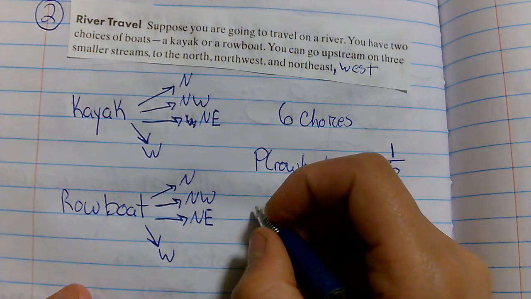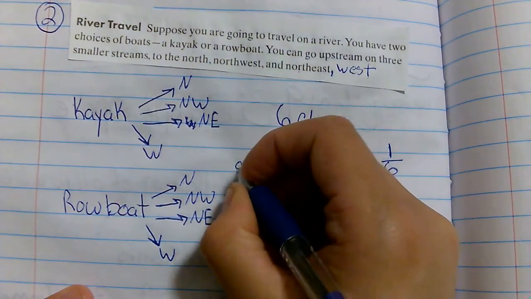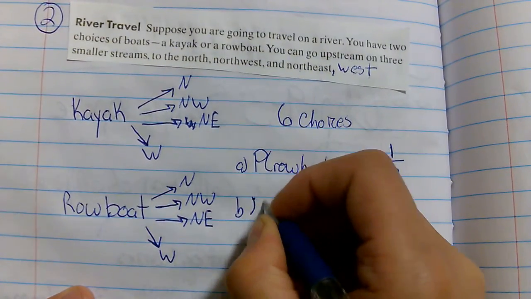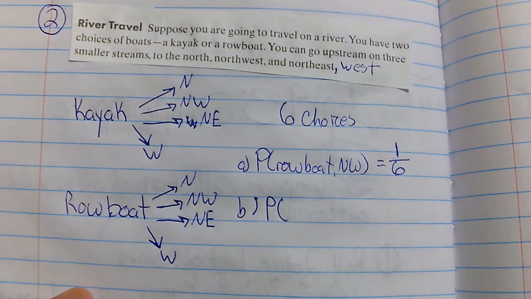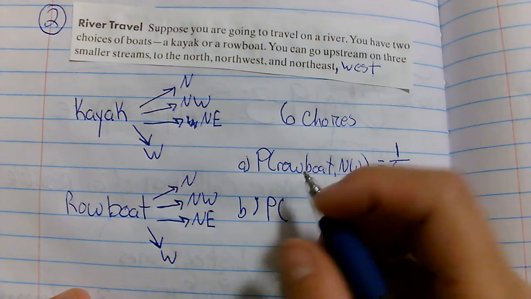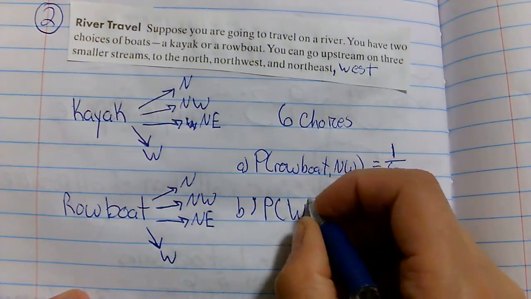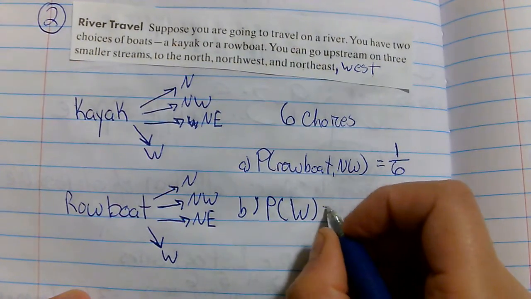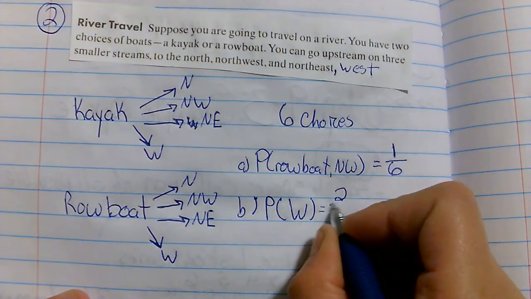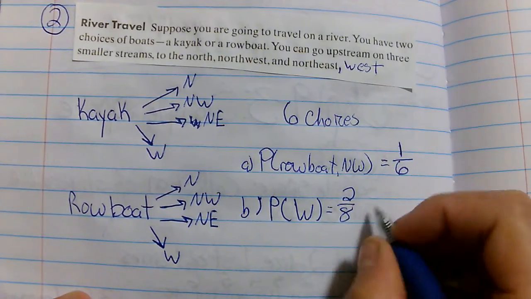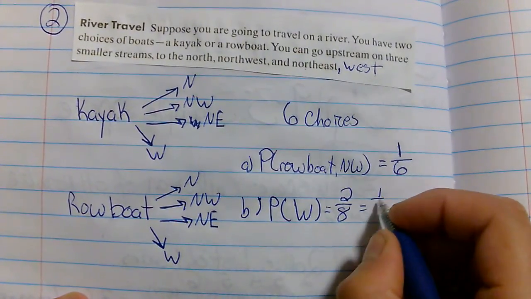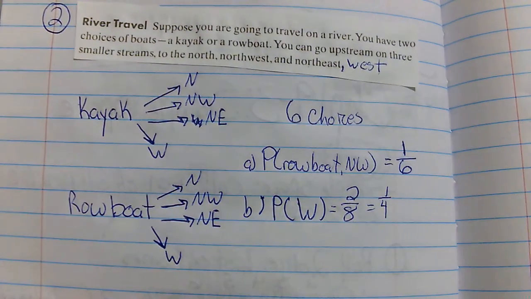So let's say we'll call this B. What if I wanted to know the probability of randomly picking any choice that takes me west? Well, that would be 2 out of the possible 8. So that would be a 1/4 chance.